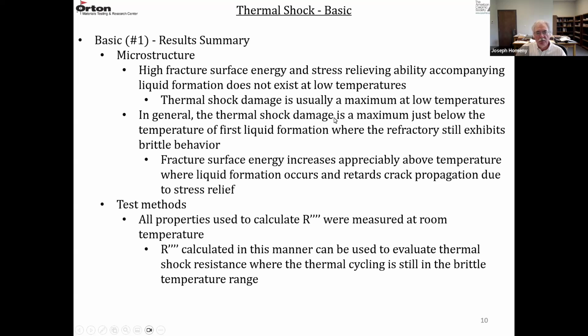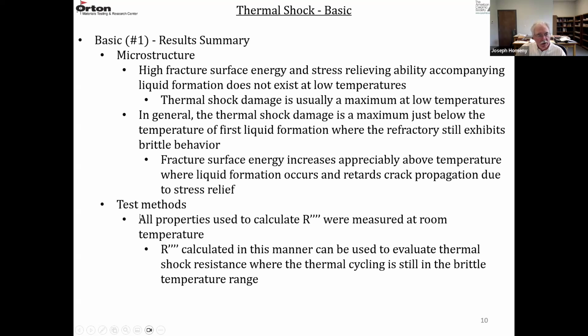And in general, the thermal shock damage is a maximum just below the temperature of first liquid formation, where the refractory is still brittle. And then the fracture surface energy increases substantially above this temperature where liquid formation starts. And that further retards crack propagation because of stress relief.